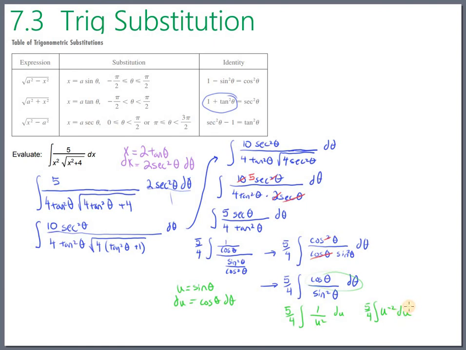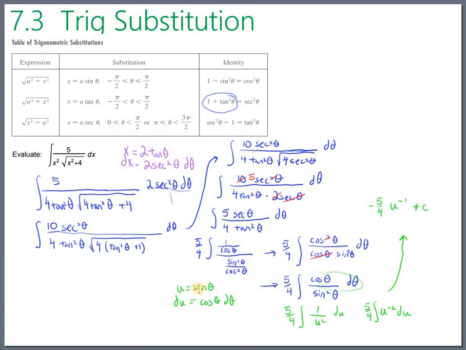We can finally actually do an integral here. All this has just been like algebra and trig, essentially. We actually get to do some calculus now. So let's integrate this thing. So we've got 5/4 u to the -1 divided by -1, so let's put the negative out there, plus c.